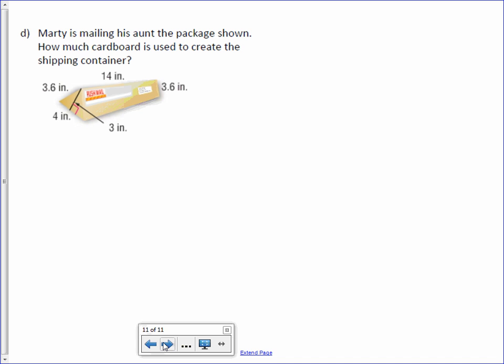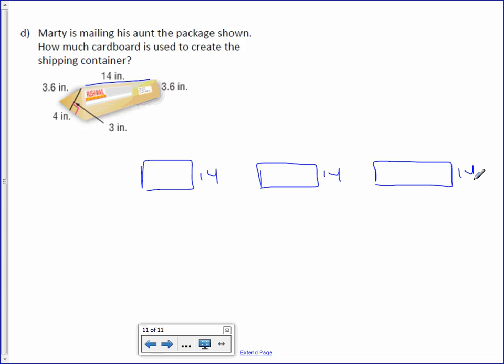Marty is mailing his aunt the package shown. How much cardboard is used to create the shipping container? From base to base, that dimension is 14. So I know each of my rectangles has a dimension of 14. The triangle is 4 and height of 3.